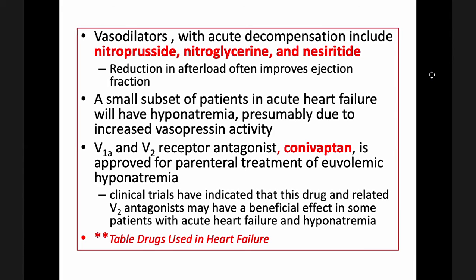So vasodilators also can be given in acute decompensation. And this includes nitroprusside, nitroglycerin, and nesiritide. So they will reduce the afterload and improve the ejection fraction. So a small subset of patients with acute heart failure will have hyponatremia due to increased vasopressin activity. So the V1 and V2 receptor antagonist conivaptan is approved for parenteral treatment of euvolemic hyponatremia. So there are already clinical trials, and they have indicated that this drug and related V2 antagonists may have a beneficial effect in patients with acute heart failure and hyponatremia.